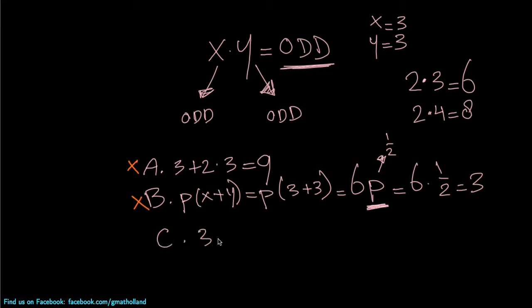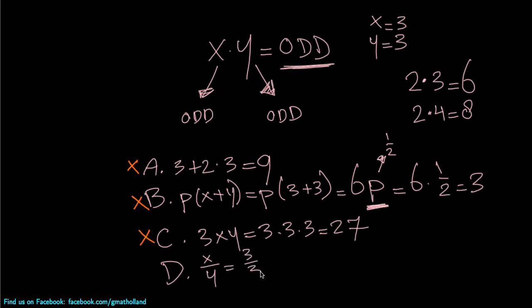C, we have 3 times x times y, which is 3 times 3 times 3, which is 27, which is also odd. So also C is not going to be the answer. For D, we have x divided by y, which is 3 divided by 3 is 1, which is also odd, so D is not going to be the answer.